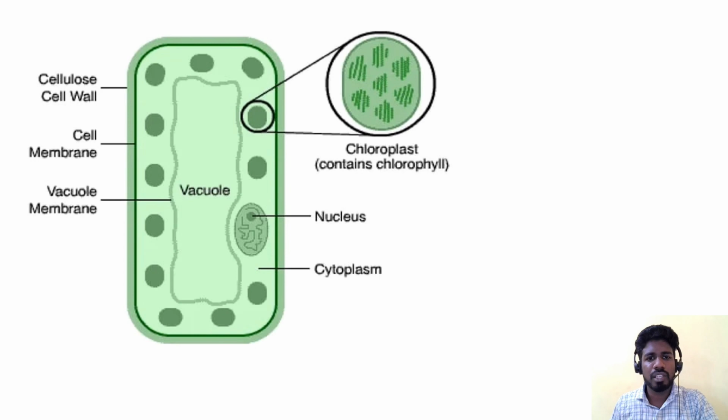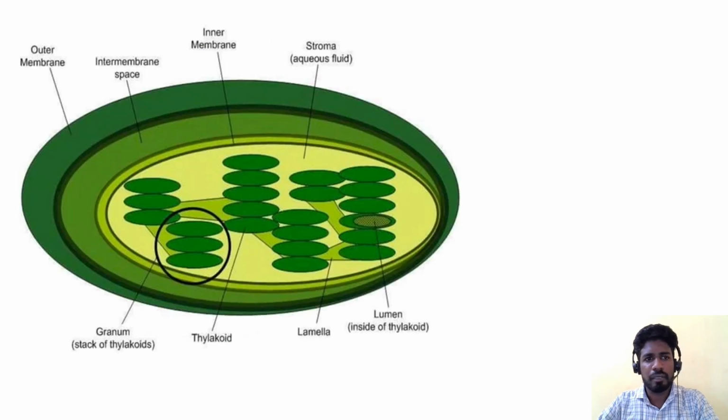Here we can find the chloroplast, which contains the chlorophyll, the main element for the photosynthetic process. The nucleus is present, the cytoplasm, the cell membrane as well as the vacuole membrane. It contains granum, which is a stack of thylakoids. The thylakoids are arranged in a manner to form the cells. The lamella is present, and the outer membrane, intermembrane space, inner membrane, and the stroma, which consists of aqueous fluid.